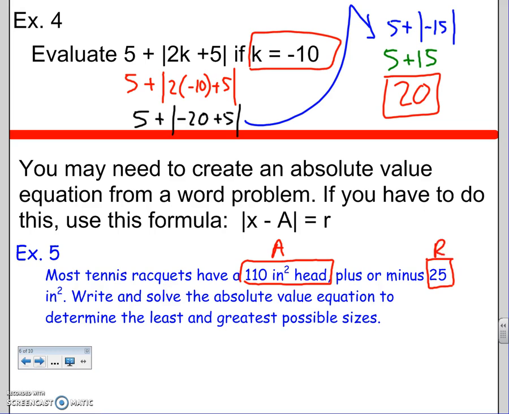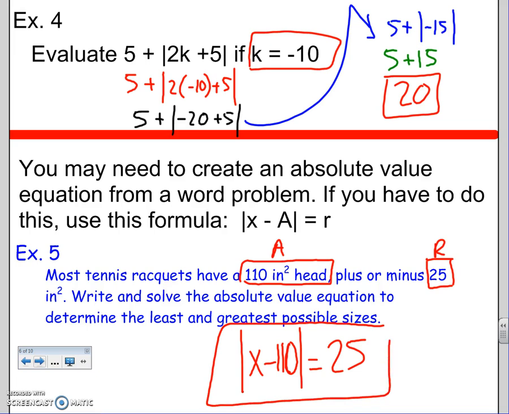Write and solve the absolute value equation to determine the least and greatest possible sizes. We'll just write this, we want to solve it. Solve is the same thing as examples 1, 2, and 3. But the absolute value of x minus a, which was 110, equals r. That is our equation. If you solve that, it's going to tell you that the lowest racket would be 85, and the largest racket would be 135. All right, and that should be it.